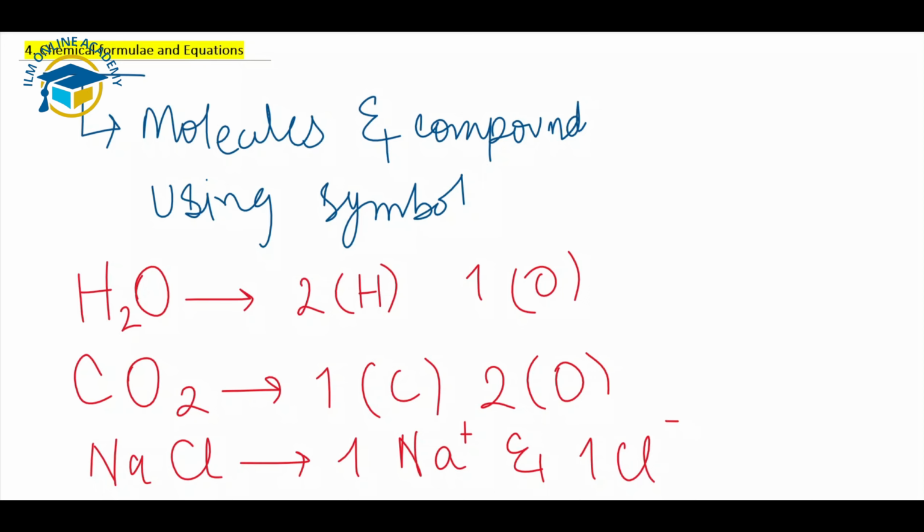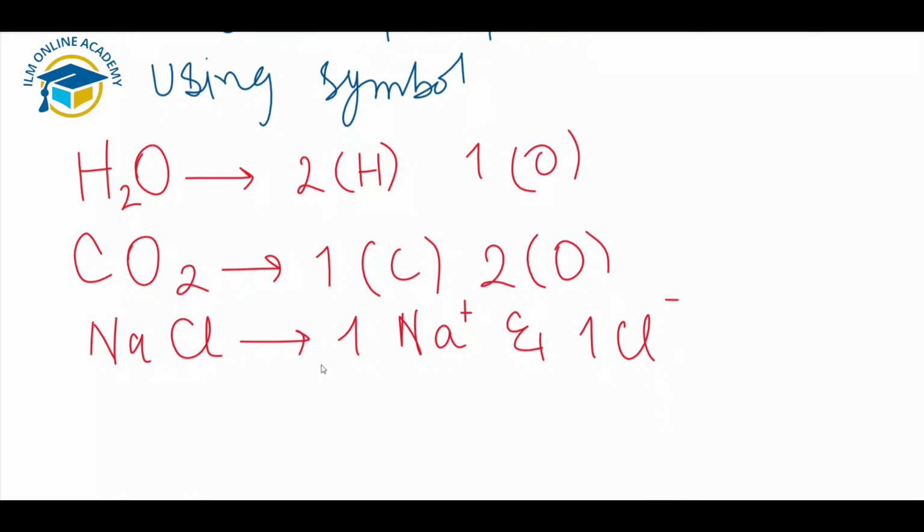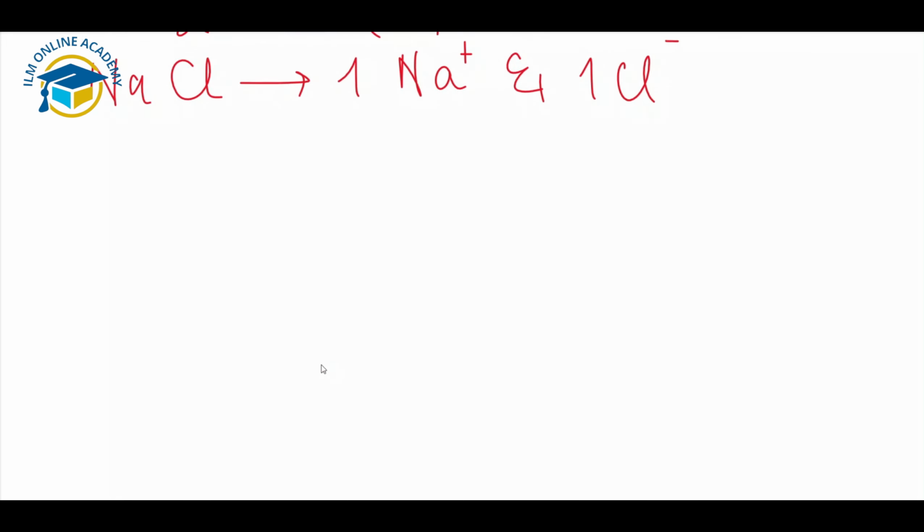So we have some types of chemical formula, which are the empirical formula, molecular formula, and also the structural formula, which we will discuss later in the explanation. This is a small introduction about the chemical formula. Now we'll discuss in detail about the formula first.